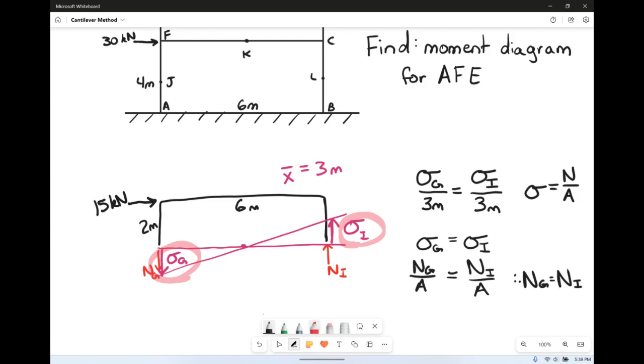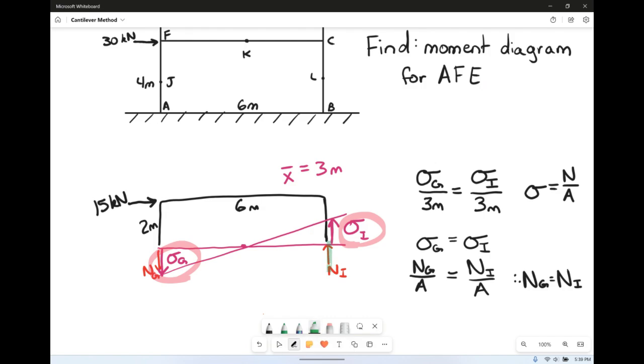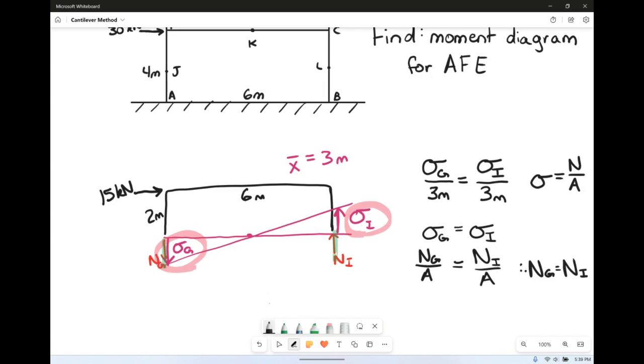But do notice the direction change here. We have normal force at I going up and normal force at G going down because of how our triangles are drawn. So what can we do with this information? Well, now that we have our normal forces in terms of one another, what we can do is try and solve for one of them.